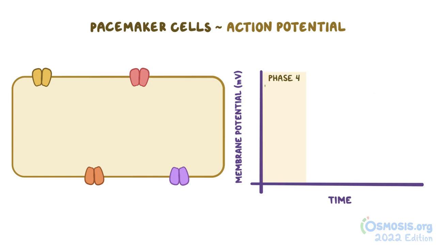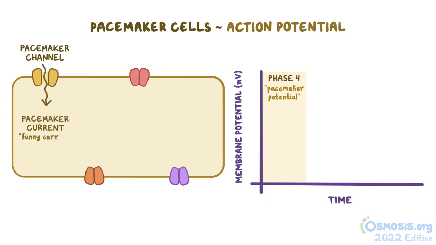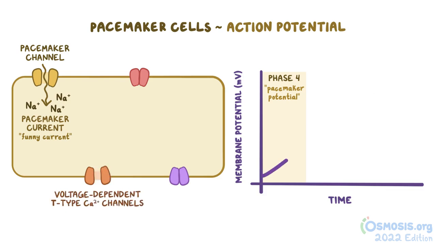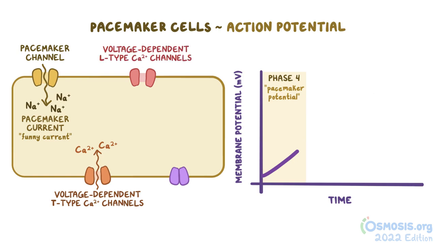Phase 4, also known as the pacemaker potential, starts with the opening of the pacemaker channels. The current through these channels is called pacemaker current or funny current, If, and it mainly consists of sodium ions. These sodium ions cause the membrane potential to begin to spontaneously depolarize, and as the membrane potential depolarizes, voltage-dependent T-type calcium channels open up, thereby further depolarizing the pacemaker cell. As calcium enters the cell, voltage-dependent L-type calcium channels open up, causing more calcium to rush into the cell, ultimately depolarizing the membrane to its threshold potential.